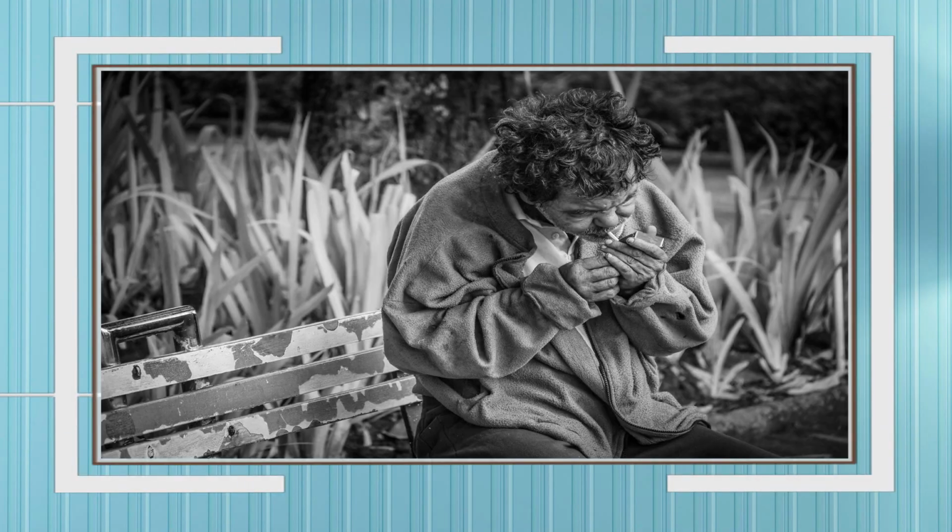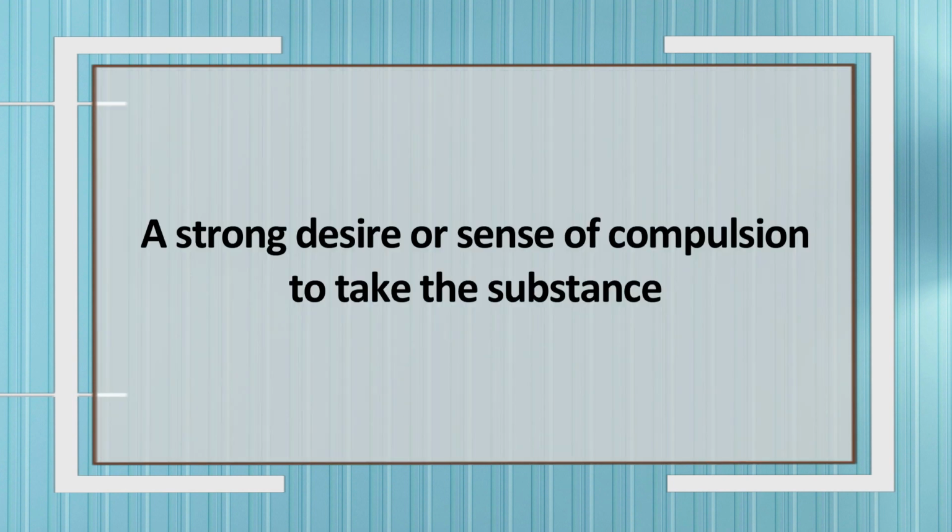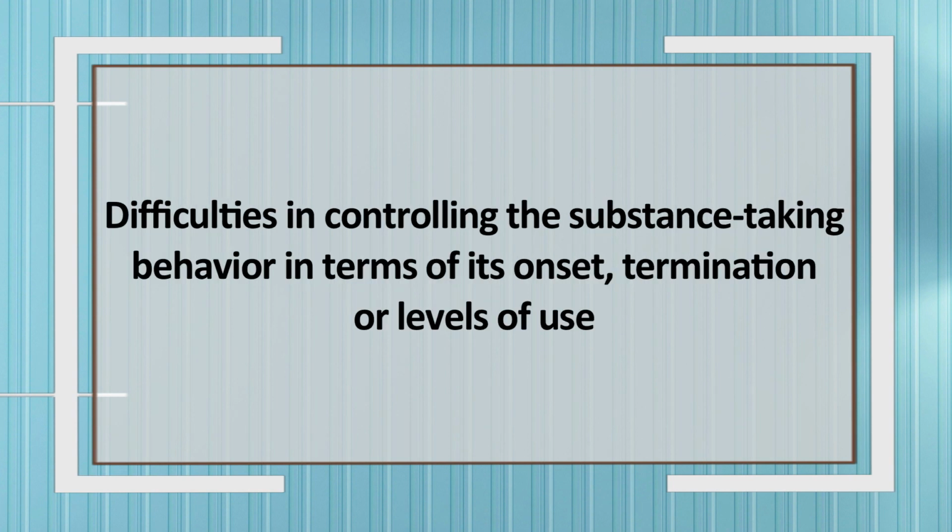There may be evidence that return to substance use after a period of abstinence leads to a more rapid reappearance of other features of the syndrome than occurs with non-dependent individuals. An individual is said to be drug dependent if he or she has experienced at least three of the following. First, a strong desire or sense of compulsion to take the substance. Second, difficulties in controlling the substance taking behavior in terms of its onset, termination, or levels of use.